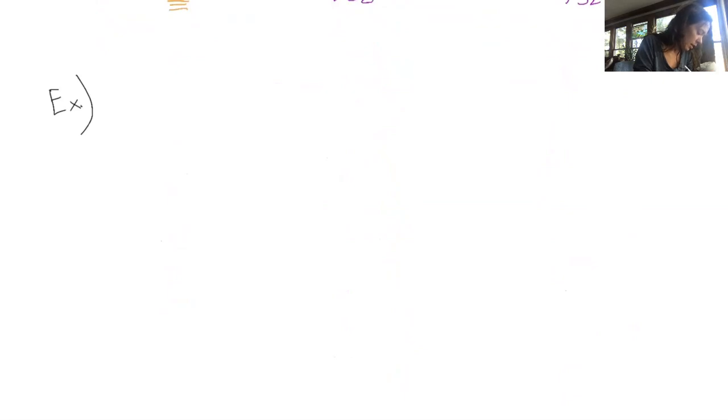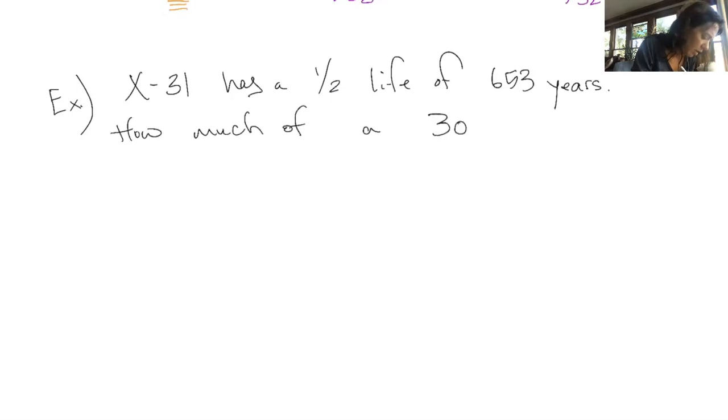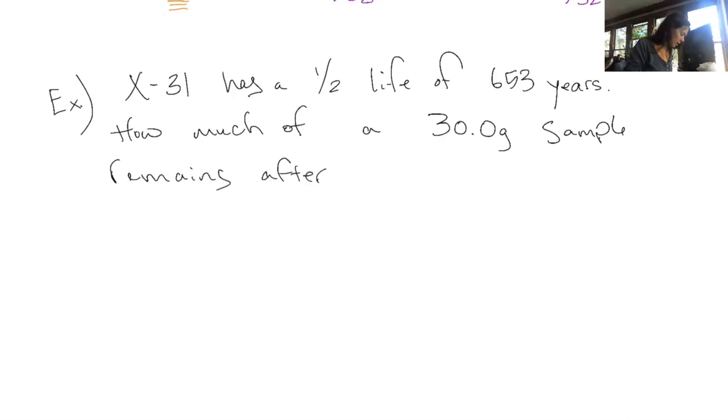Let's see, I'm going to make up an element. Element X-31 has a half-life of 653 years. How much of a 30.0 gram sample remains after 1959 years? Okay. All right, well, let's look at this.